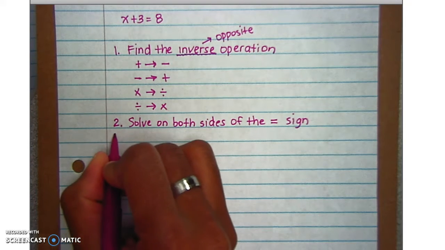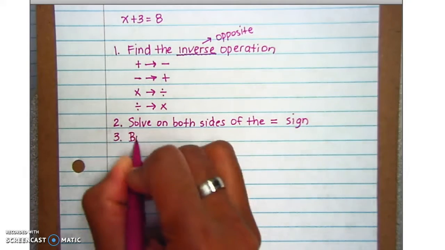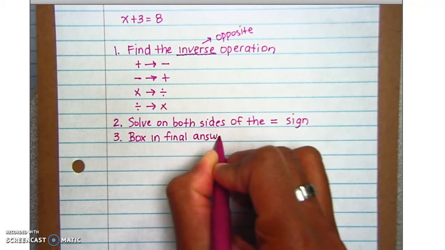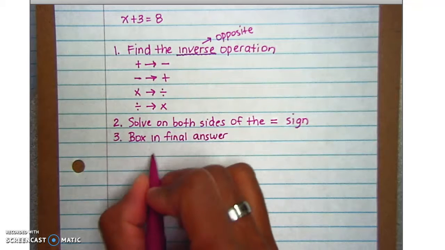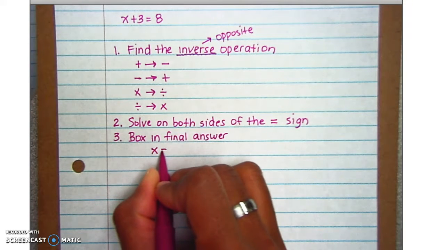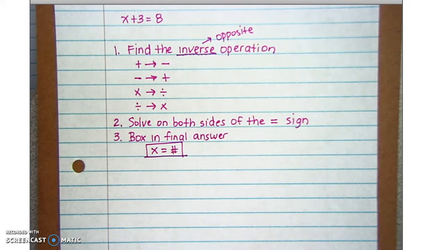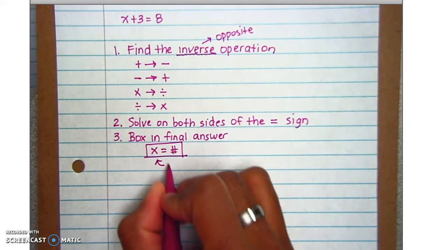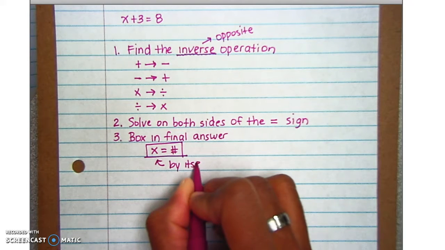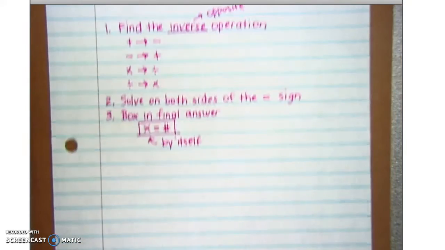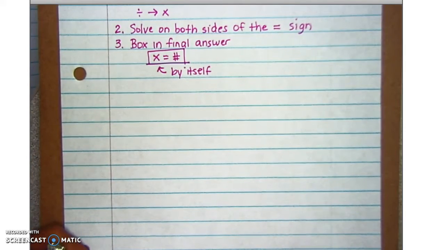And lastly, you're going to box in your final answer. And what we want our answer to look like is the letter equals some number. That is our ultimate goal. We want to get the letter by itself. If you follow these steps every single time, you will never get your problem wrong. So remember, you can pause and rewind as much as you need.